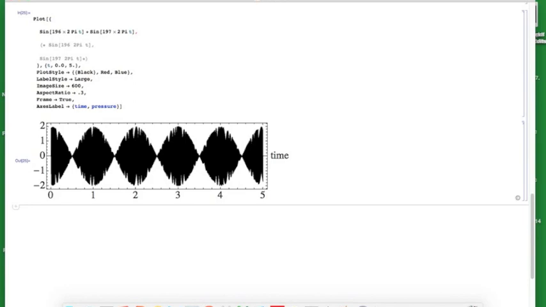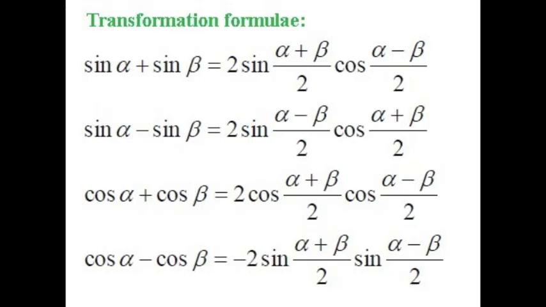Mathematically, we can predict what's going on by looking at the sum and difference formulas for sine and cosine waves. Because by simply combining sine and cosine waves, we can come up with a formula that predicts the shape of this beat function.